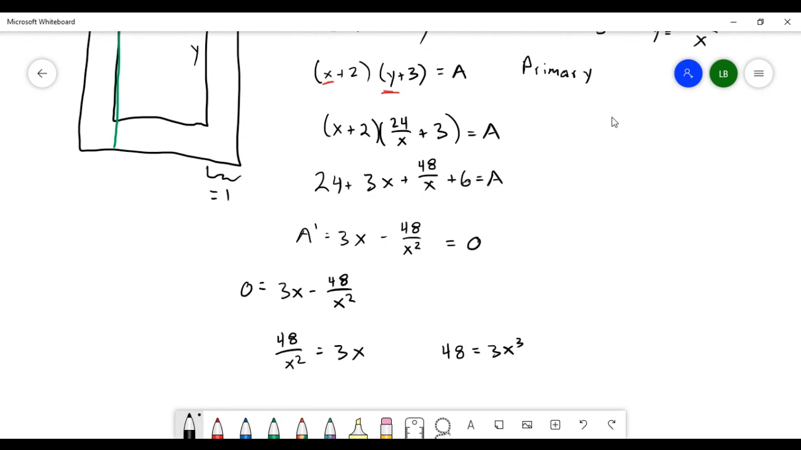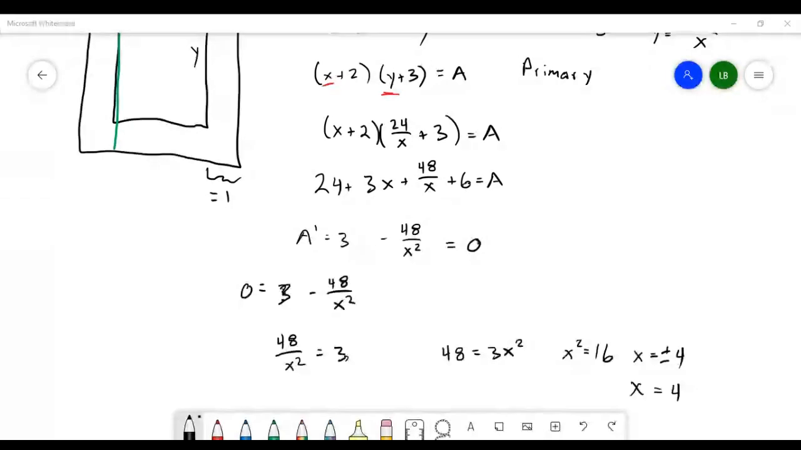Yes, I took my derivative wrong. That should be just a 3 there. That's why. Because the derivative of 3x is just 3. And that would, of course, make this equal to 3x squared. So x squared equals 16. x is positive or negative 4, but again, the negative value doesn't make sense. So x is equal to 4.